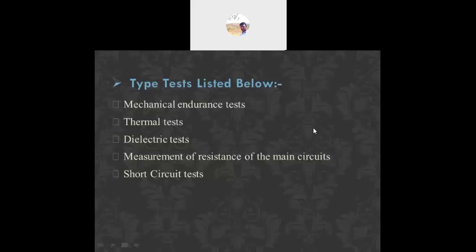Next is the dielectric test. The dielectric test will be done on the circuit breaker. If the dielectric strength of the material varies, how much dielectric strength will it withstand? If the fault current increases up to a predetermined value or 10 times the value, does it withstand or not? Is the arc quenching done or not? That will be done in the dielectric test. Next is the measurement of the resistance of the main circuit and the short circuit test. In the short circuit test we also have different types.